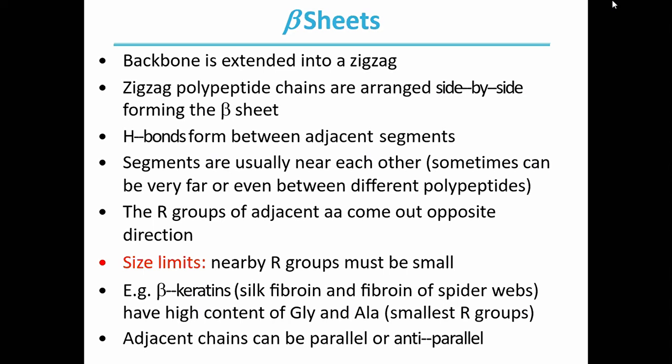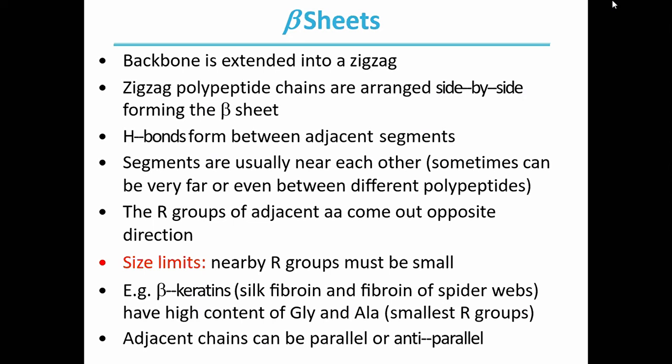So it's a zigzag. It has a zigzag structure. The backbone is extended into a zigzag. There are hydrogen bonds between segments, and segments are usually near each other. And R groups of adjacent amino acids come out in opposite directions.